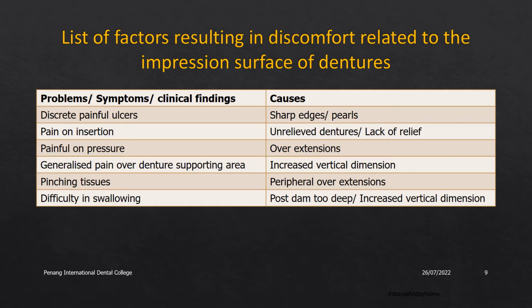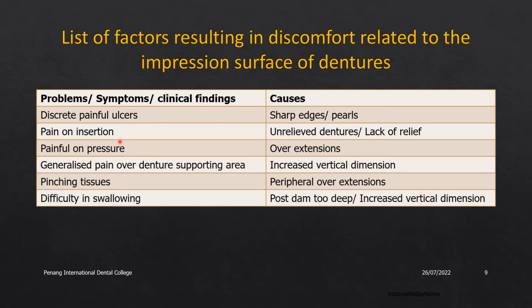So basically, the problems that you may frequently encounter: the patient may complain of discrete painful ulcers. These painful ulcers may usually be seen at the denture peripheries or near the relieving structures such as the buccal and the labial frenums. The flanges may be sharp or they may be putting pressure, so they may need to be relieved. They may need to be shortened and rounded.